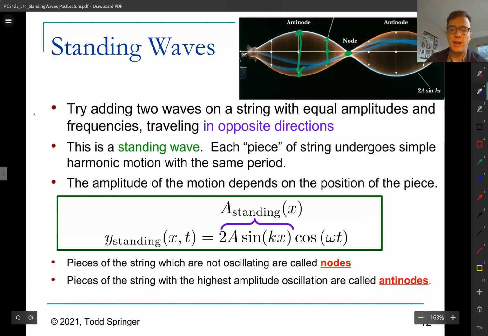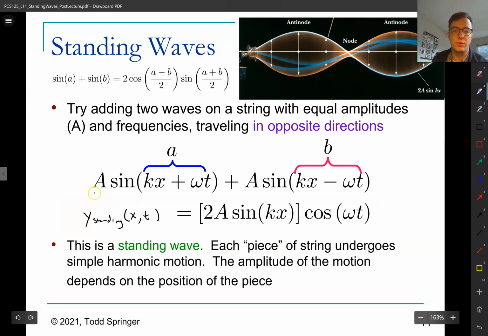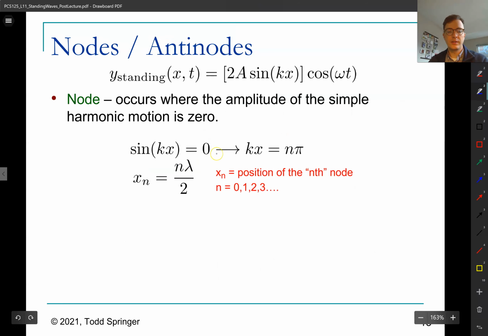Let me be clear. A is the amplitude of the two waves that I added together. So A is a constant. But the standing wave amplitude is not a constant. It depends on x, right? Because I have 2a sine kx. So I added two waves together, each of the amplitudes of those two waves was A, and I get a wave which has an amplitude which depends on exactly where you are on the wave. Okay, where exactly are the nodes and the antinodes?